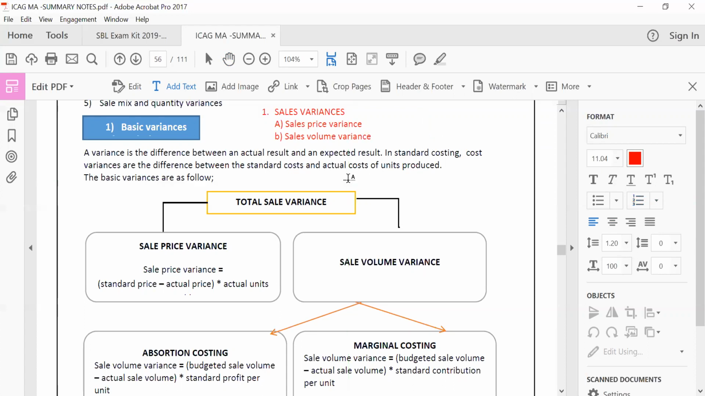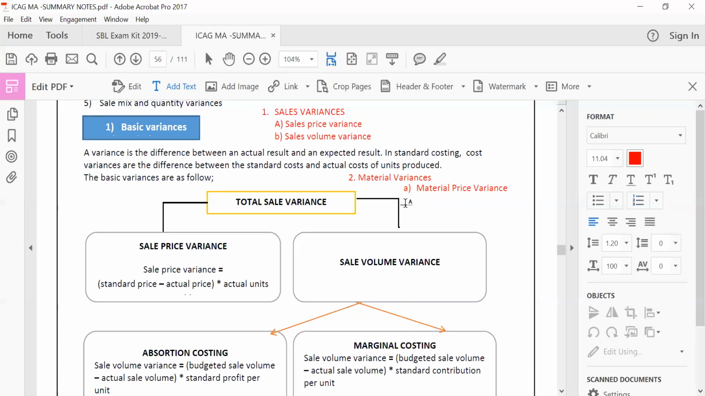Then we come to material variances. So we have the second type of variance to be material variances. Material variances too, we have two forms. We have material price variance.